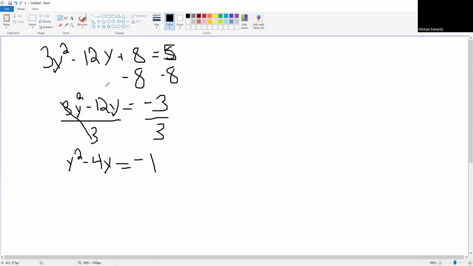This is dividing by that leading coefficient. We hadn't had to do that yet, and now we're doing it. So that's why that extra step is there. Now we square half the linear coefficient. What is this guy? We square half of him, so it looks like this: 4 over 2 squared, which is just 2 squared, which equals 4.